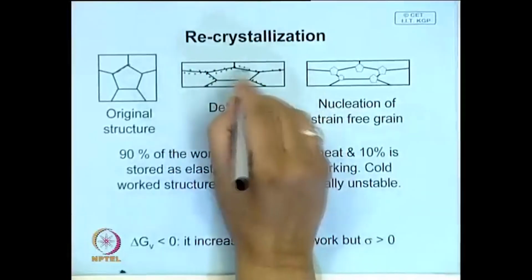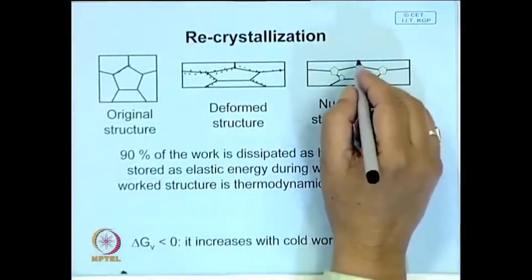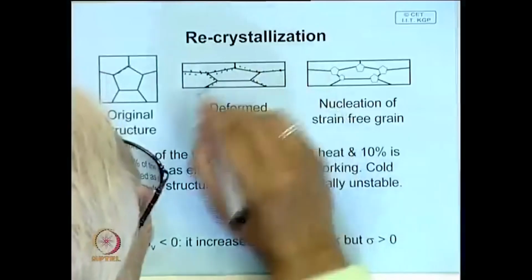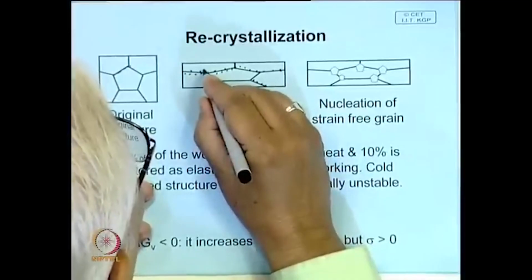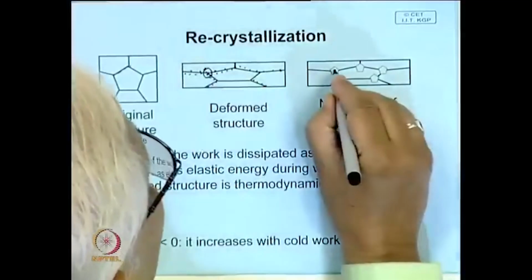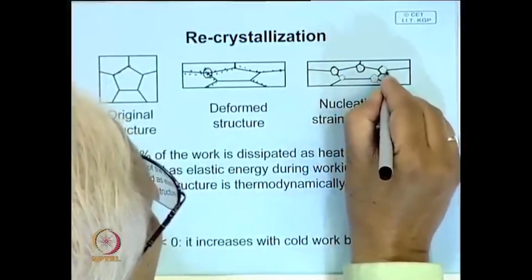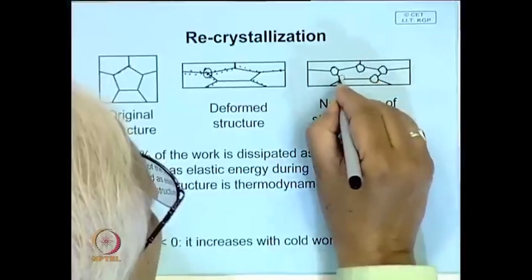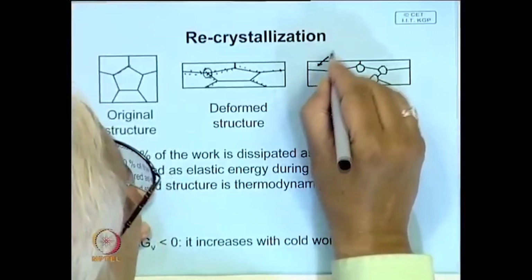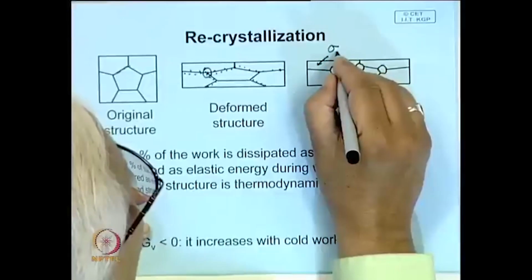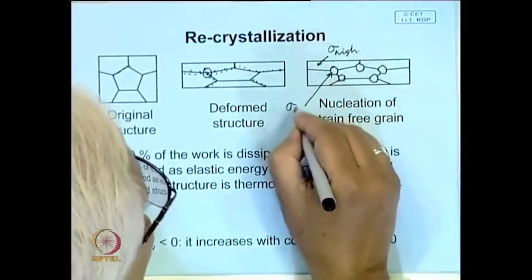therefore, the material is in a highly unstable state, and if we heat the material or if we provide some amount of thermal activation, these worked grains are replaced by strain free grains. Some strain free grain nucleates here, like what is shown here. This is a strain free grain that nucleates, and these grains have a much lower strain. So, this cold work grain has high strength, whereas these are recrystallized grains, whose flow stress is low.